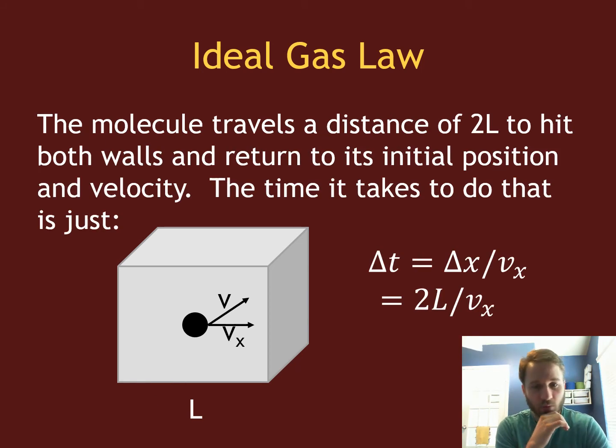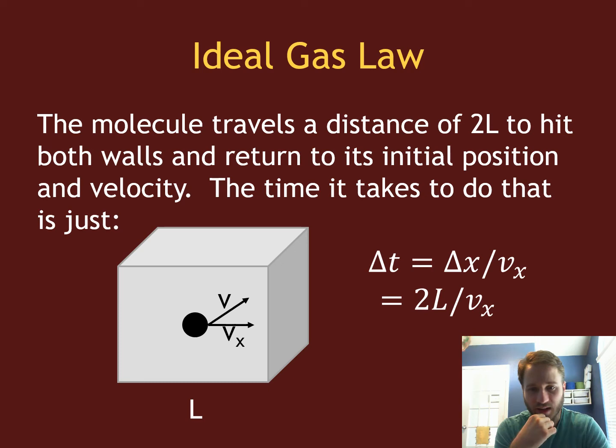Right, so after the molecule travels a distance 2L, it's going to hit both walls and return to its initial starting position. It travels a distance of L, hits one wall, and gets back, and then travels a distance of L again, and hits the other wall and gets back. And it's going to be in its initial position and its same initial velocity, right? Because it went one way and back, and then it's going back the other way.